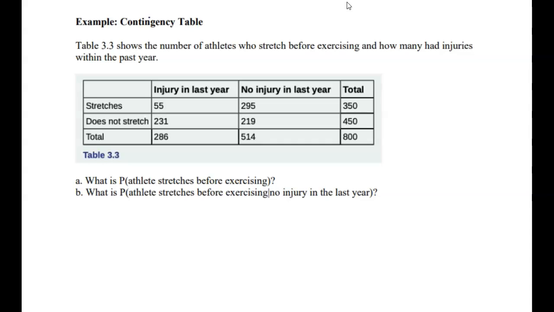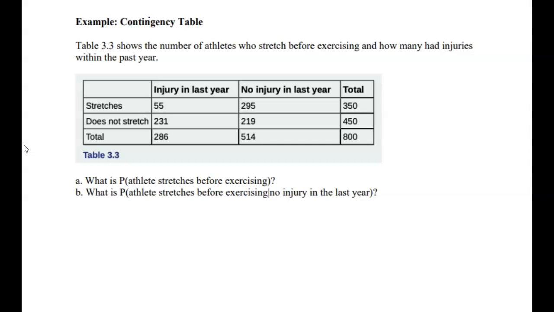Okay, so you can see there are two categories that we're talking about: whether an athlete stretches or not, and whether they have an injury or not. So you can think of them as variables or as events, right? And the table fills in the details of how many did what, right?